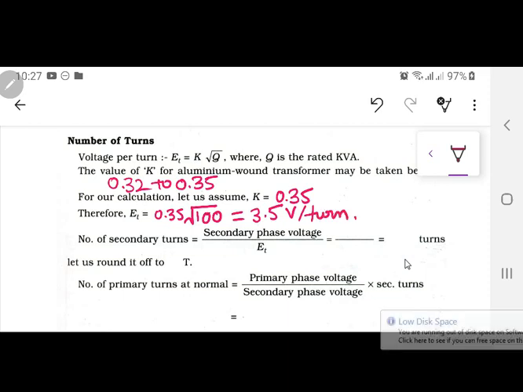So it will be 3.5 volts per turn. Next thing, number of secondary turns. What is the secondary voltage? Secondary phase voltage.